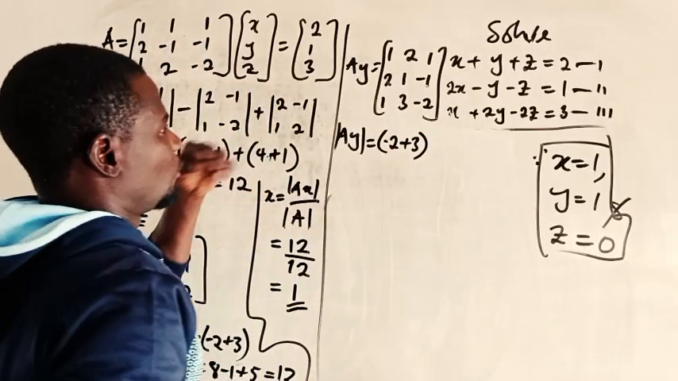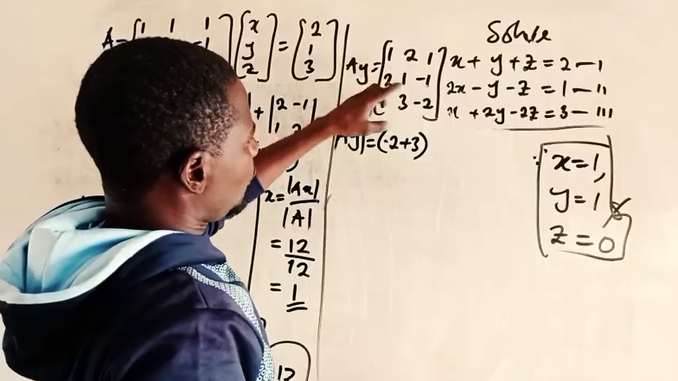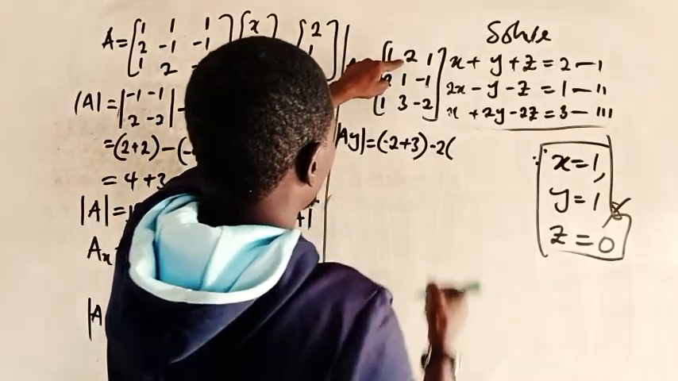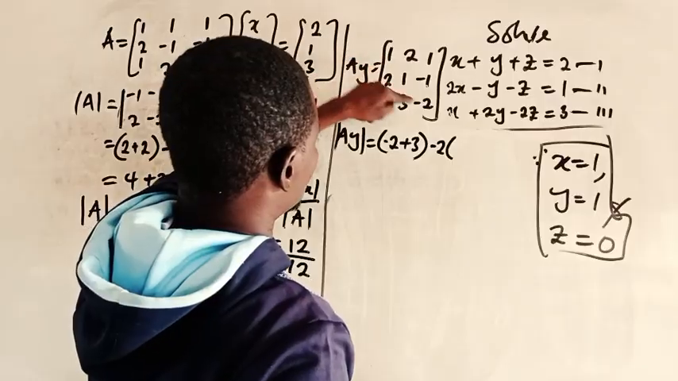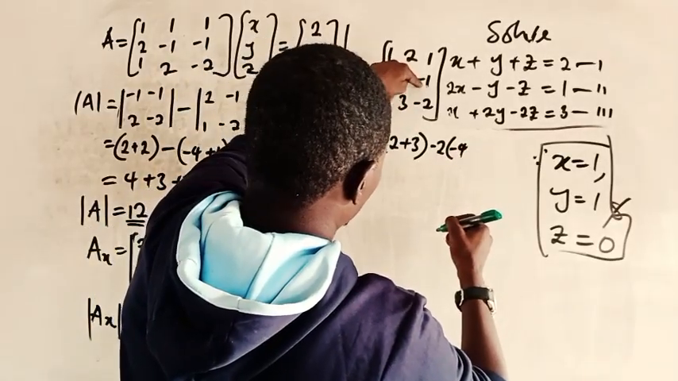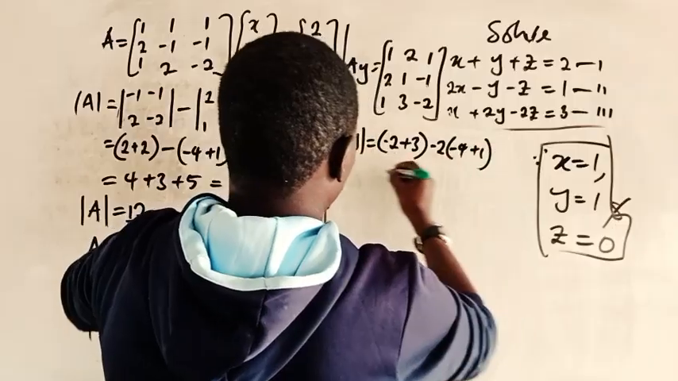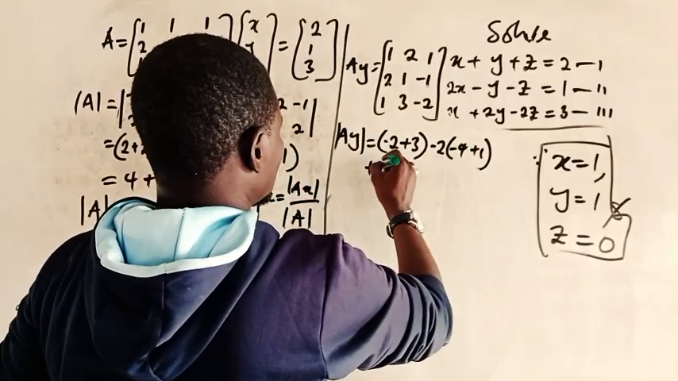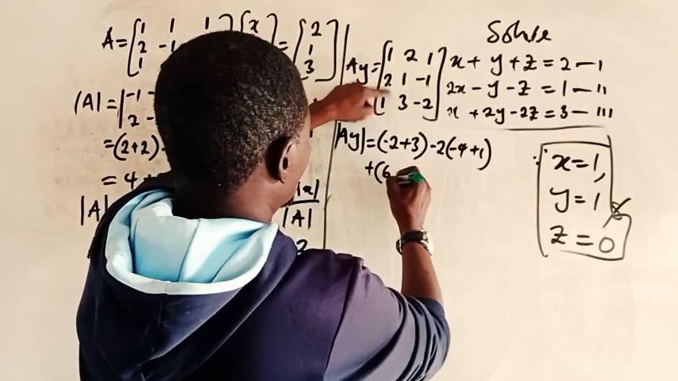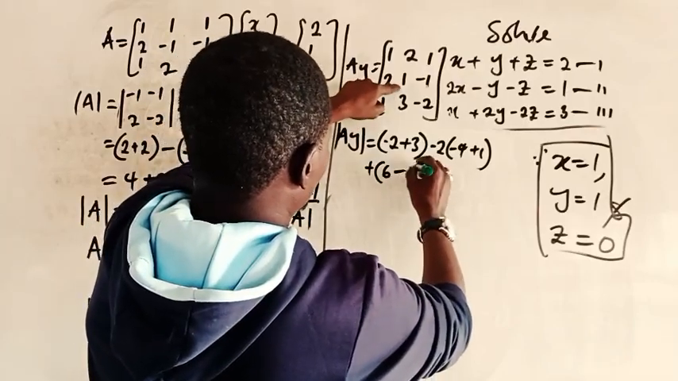From here, we take the next cofactor, which is minus 2 open bracket. We close here: 2 times minus 2 is minus 4. Then 1 times minus 1 is minus 1, and there's a minus there, which is plus 1. Then the next cofactor is positive, which is 1 open bracket, and 2 times 3 is just 6. Minus 1 times 1 is just 1.